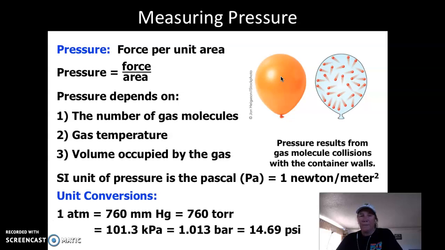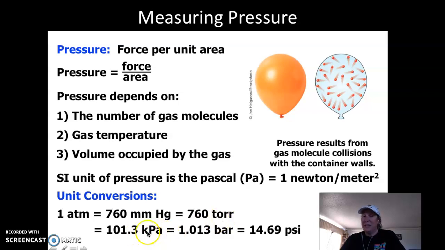The SI, the Système International or metric system, unit of pressure is the Pascal. It's weird because for pressure, there's a whole bunch of units. A Pascal is 1 Newton per square meter. But you can convert it. Atmospheres is usually what you'll see. 1 atmosphere equals 760 millimeters of mercury. If you remember the old barometers, they used to use mercury. So these two equal each other, which also equals 760 torr.